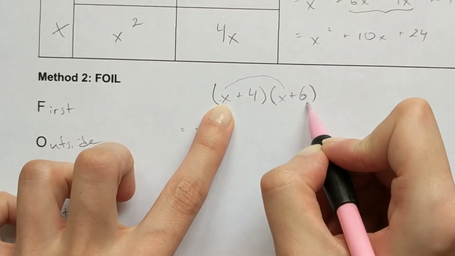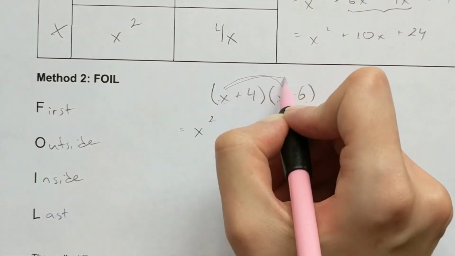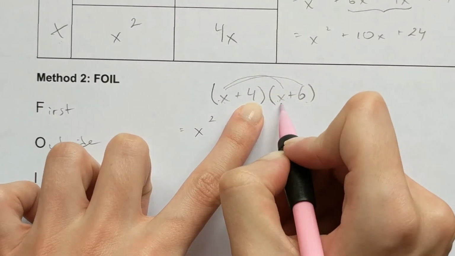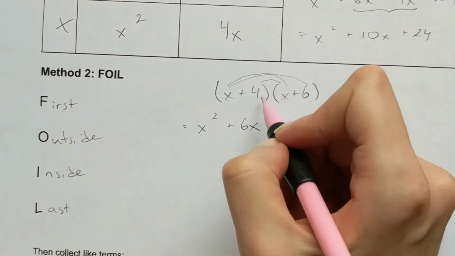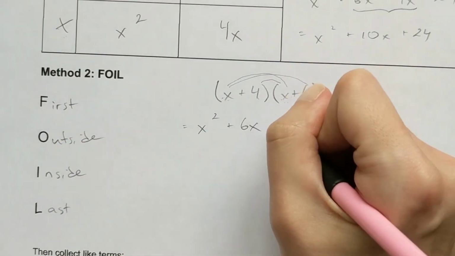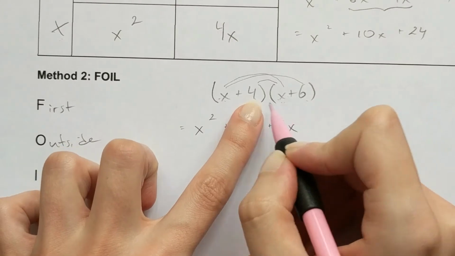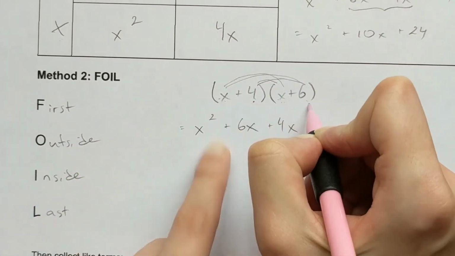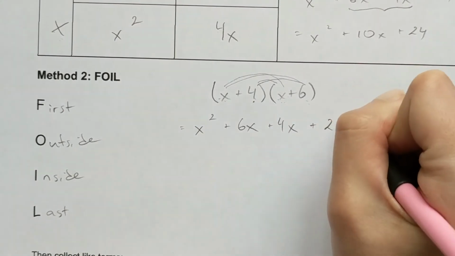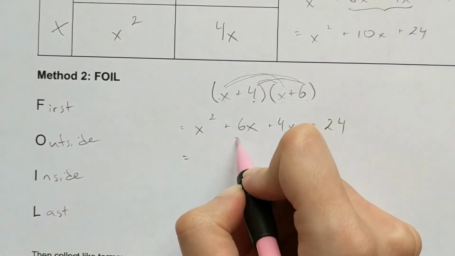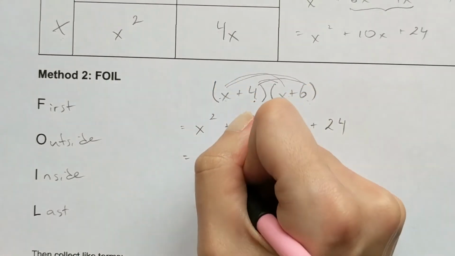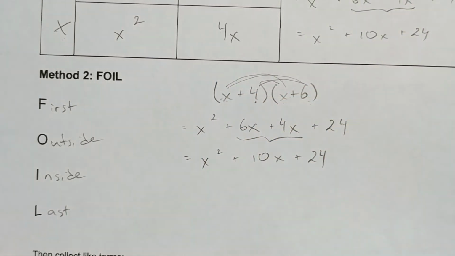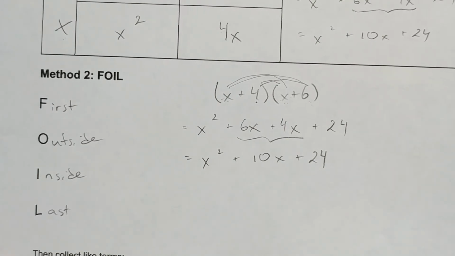Then I do my outside terms. X times 6, 6x. Then I do my inside terms. 4 times x is 4x. And then finally I do my last terms. 4 times 6 is 24. I'm going to collect my like terms together. X squared plus 10x plus 24 is your final answer.